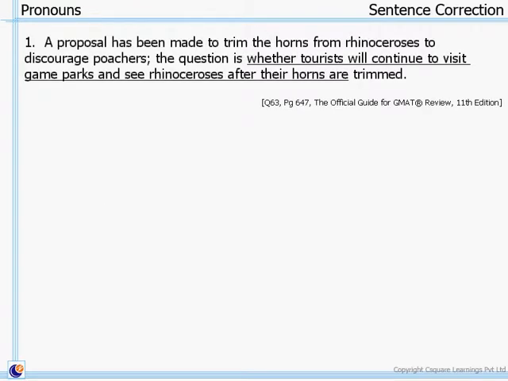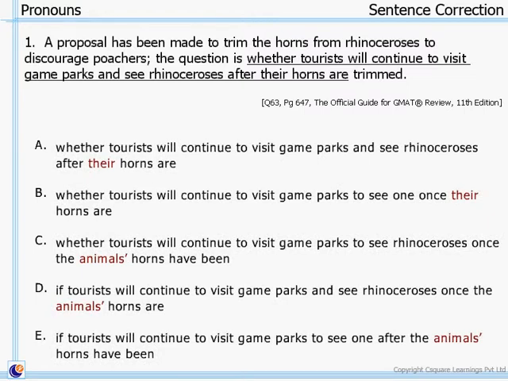Let us do a quick question. Read question number 1 under pronouns. Write down the answer options and do a vertical comparison. There is no pattern of pronouns in the beginning. The pattern exists towards the end. A and B have pronouns, whereas in C, D and E, the pronoun is replaced by animals.